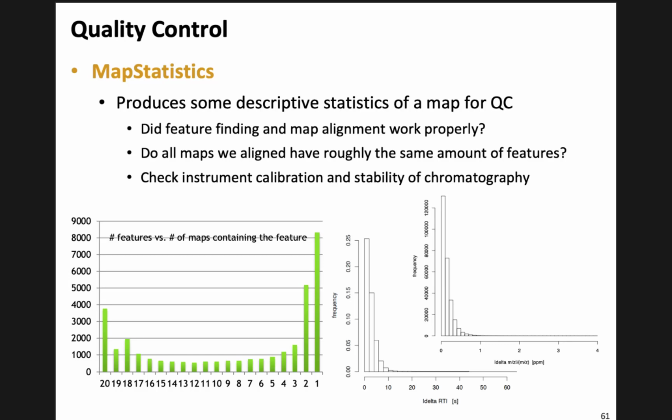This feature detection means that there's always a probability of missing a feature, in particular for the low intensity features. The high intensity features are fine. They can be found across all maps. But most often, the interesting biology doesn't happen with the high intensity features. It happens in the low abundance stuff. And this low abundance stuff you will not be able to find in every single run.